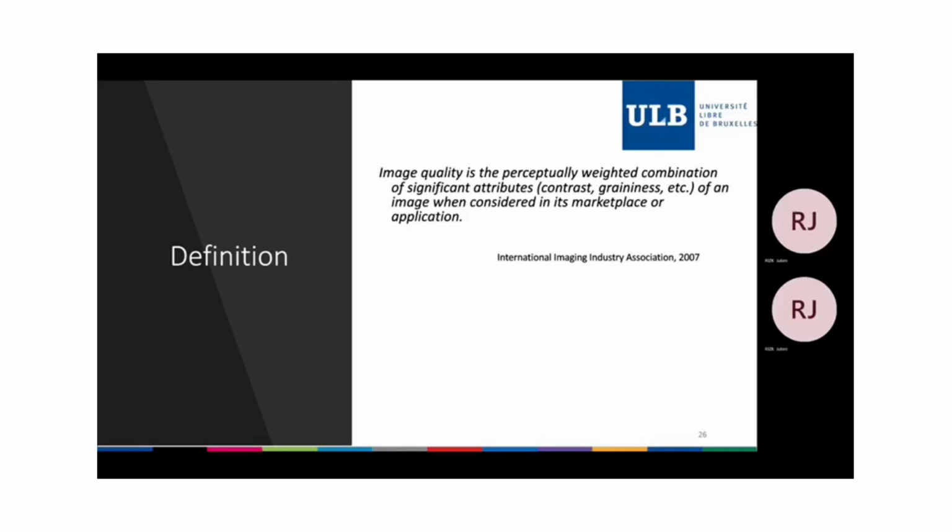But this definition has two issues. Firstly, it doesn't consider the common aspect of quality dependencies, and secondly, it doesn't assume that the image receiver could be a human, but it could be a computational system. So it makes more clear the link between the image generation process and image quality assessment.